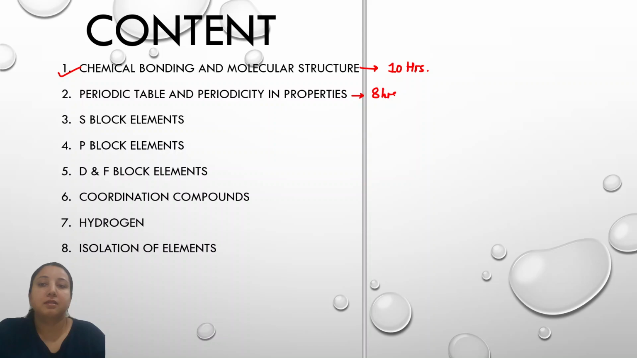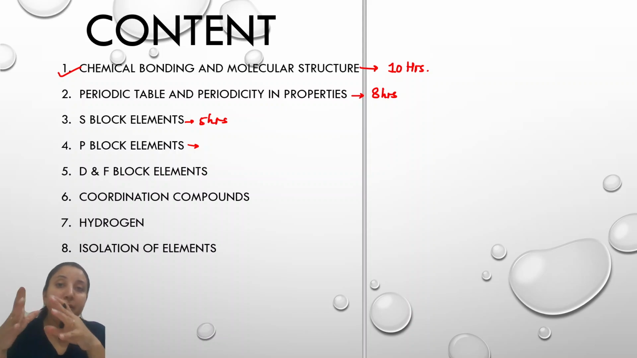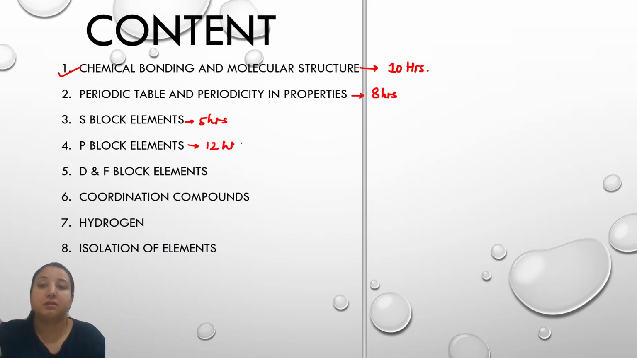Then we have the S block elements, which means now we are going to divide the complete periodic table into different blocks. S block is quite a small chapter, but it is again a very interesting unit. So it is going to take around 5 hours. P block elements, P block is a very vast chapter because the complete P block means about 50% of your periodic table. So it is going to take around 12 hours.